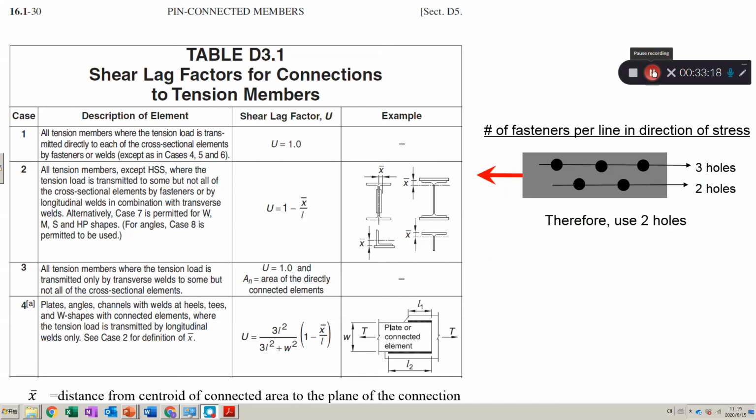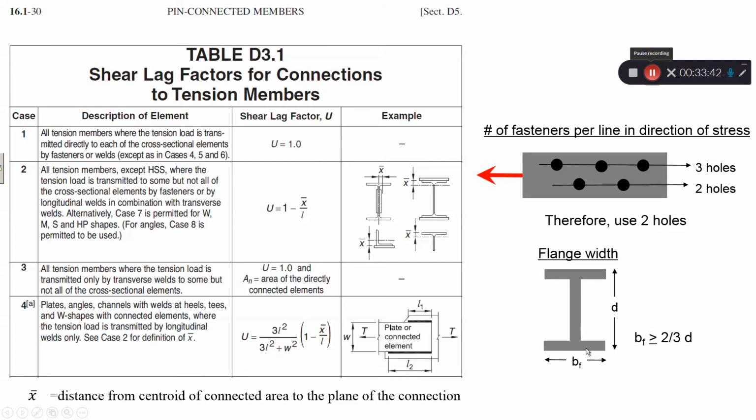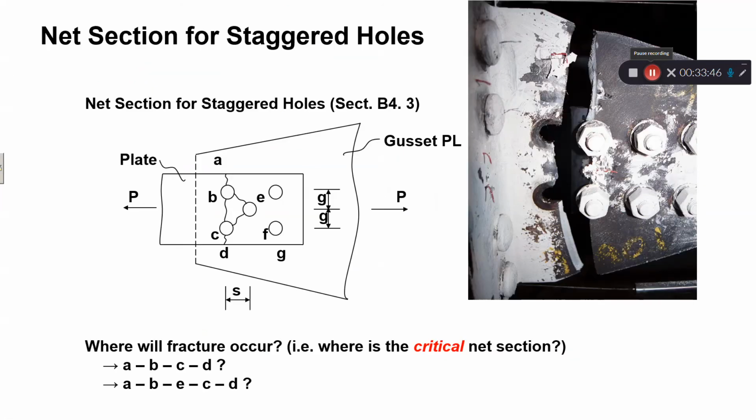The number of fasteners per line in the direction of the stress. So, for example, there are 3 holes in this line and 2 holes on the bottom line.